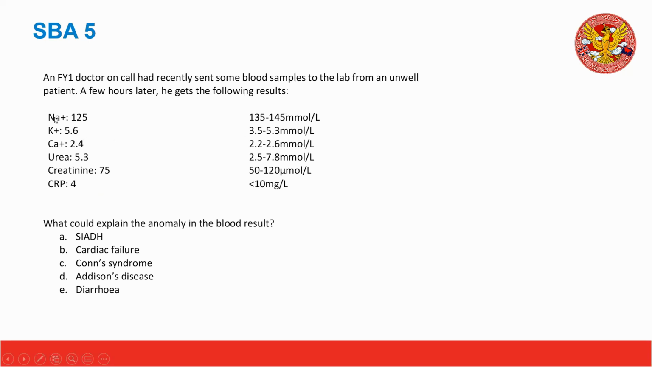Okay, so in this one, clearly, patient has a low sodium and a high potassium. Calcium seems to be in the normal range, urea seems to be normal, and creatinine, I'm not too concerned about. CRP is less than 10. So this person has a hyponatremia and a hyperkalemia. Of the different conditions that are listed here in your multiple choice, syndrome of inappropriate ADH does present with hyponatremia.